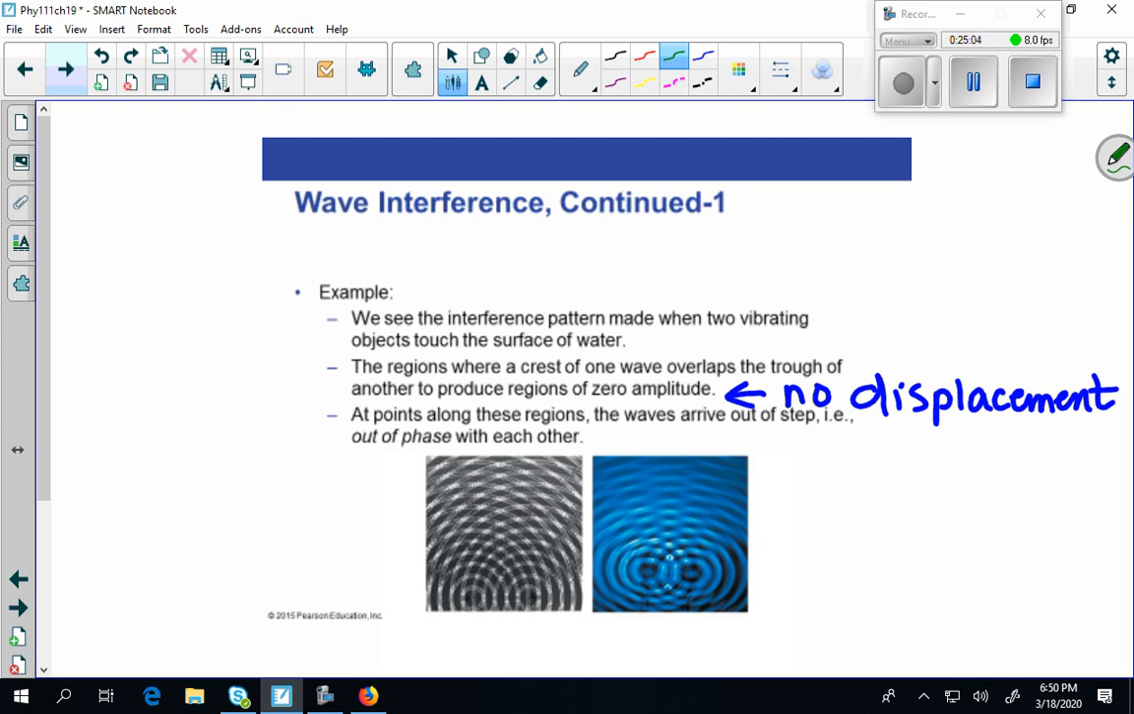So the regions where crests are overlapping with troughs produce no disturbance, like that really dark area you see there where everything is still. At other points, if we have a peak happening with a peak, you're going to get this really strong wave, like right there where it's the lightest.